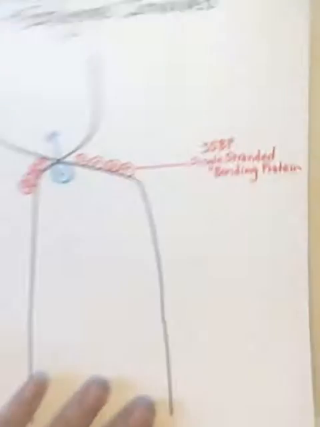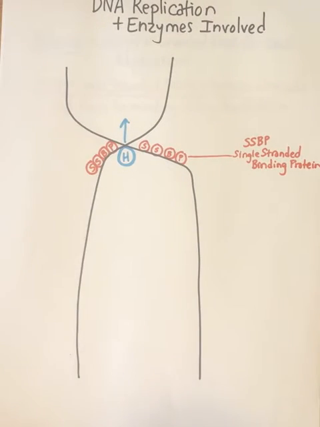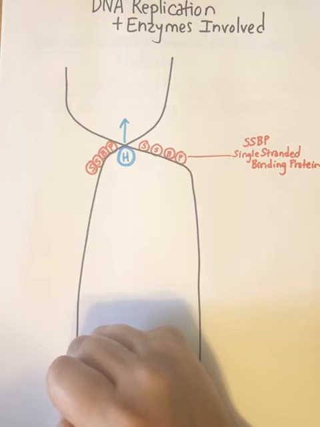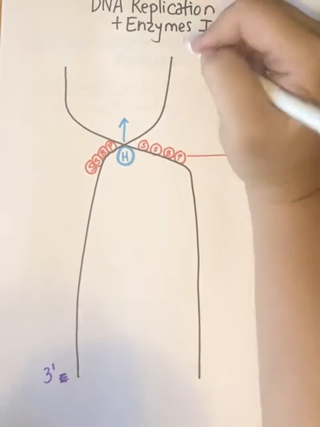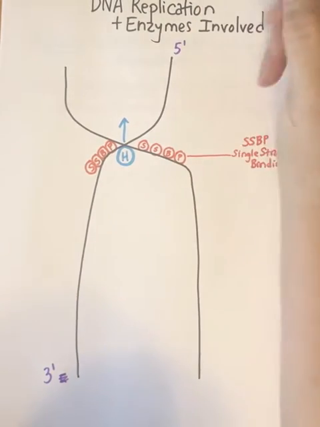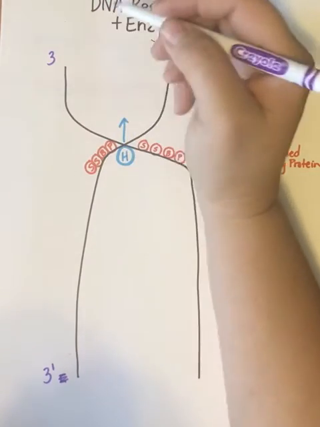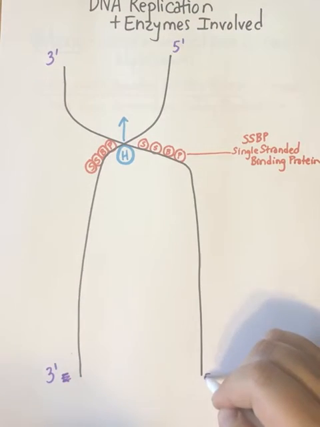Now, we have to understand that DNA is anti-parallel because everything is determined by it being anti-parallel. So, this end is going to be the 3' end, and this is going to be the 5' end. On the opposite side, the 3' end with the 5' end.